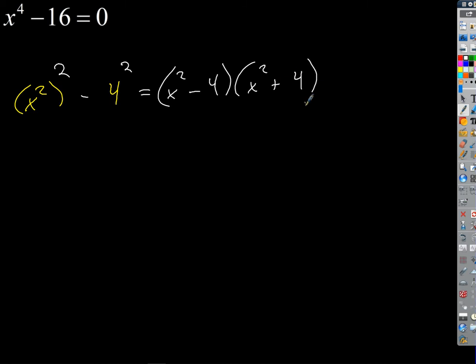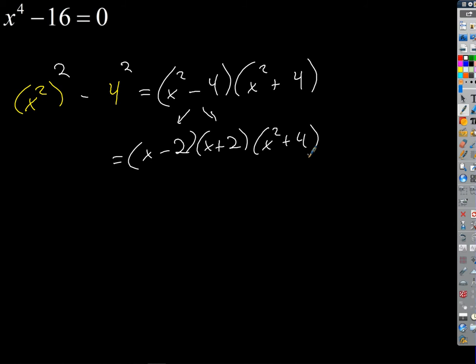Okay, are we done? No, because you can simplify. What pattern is that following? Another difference of squares. That's x squared minus 2 squared. So that one's going to break up into x minus 2 times x plus 2. And then this one, we're just stuck with, right?